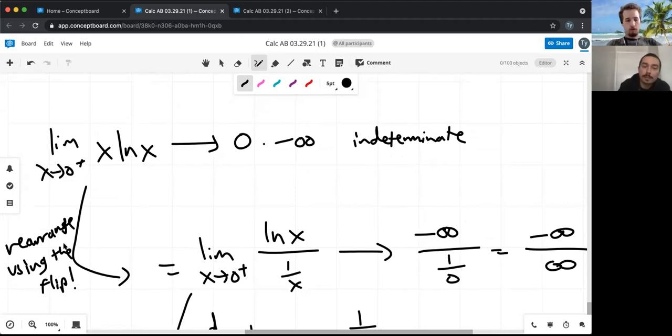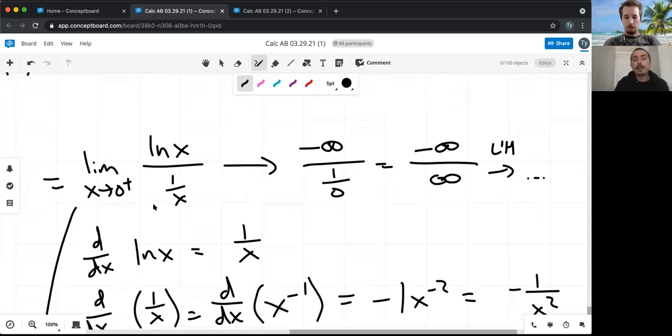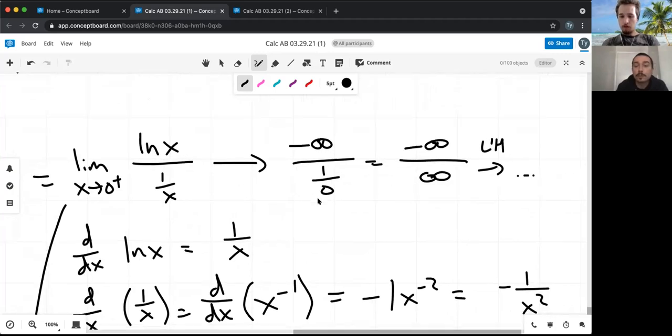We already talked about this, like the flip. That's not a real term, I just made that up. It's when we want to move one of these bits into the denominator. And the way we do that is we move the x into the denominator by making it divided by 1 over x. We saw that trick before. We try direct evaluation again. As x goes to 0 from the right, natural log of x goes to negative infinity. And as x goes to 0 from either direction, 1 over x goes to 1 over 0.